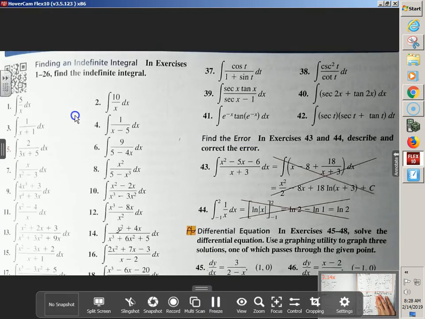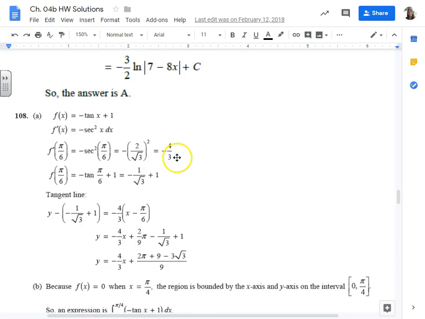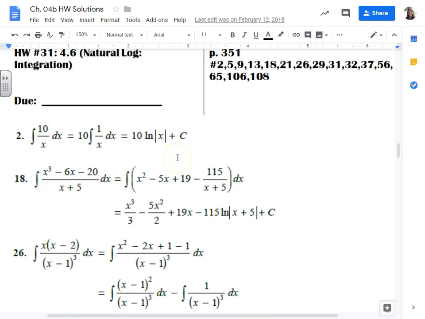Any evens? AJ? 56. Any other evens? 18. Let's peek really quickly just because I have some of the work shown here and we can build off of what they did. On 18, AJ, did you divide first? Okay. So I'm going to go ahead and say if you divide first, long division. Do you have any questions about long division?